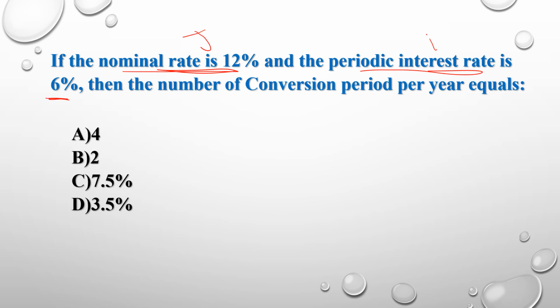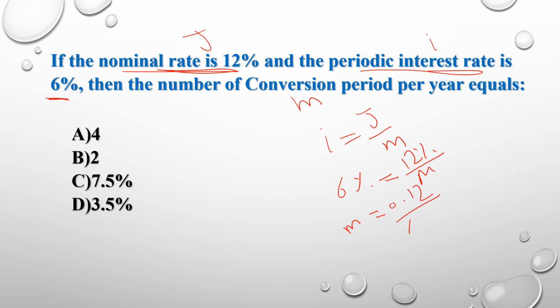Then the number of conversion periods per year, which is M, equals, so we have the formula that I equals J over M. So I is 6%, J is 12%, and we need to find M. So M equals 12% over 6%. This equals 2. And the correct answer is B.